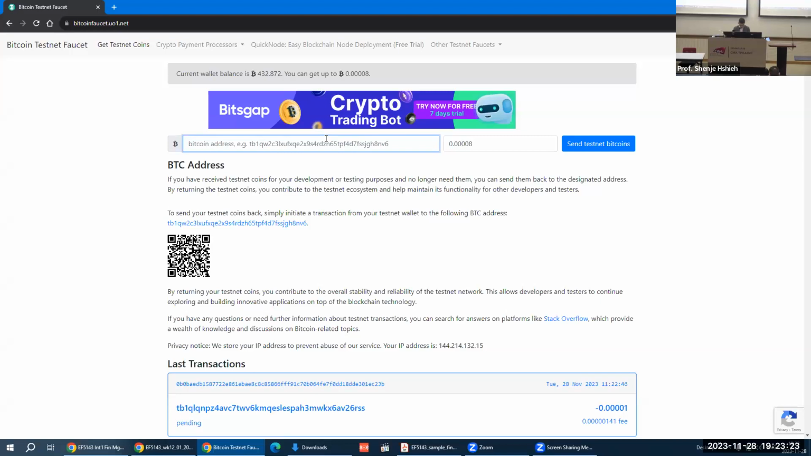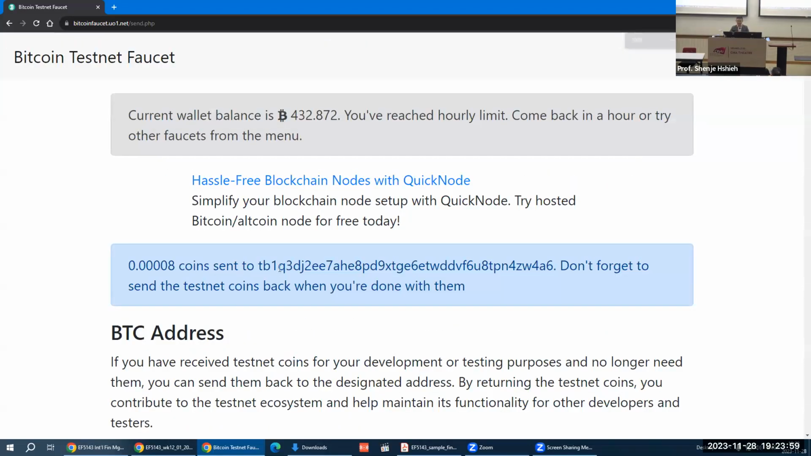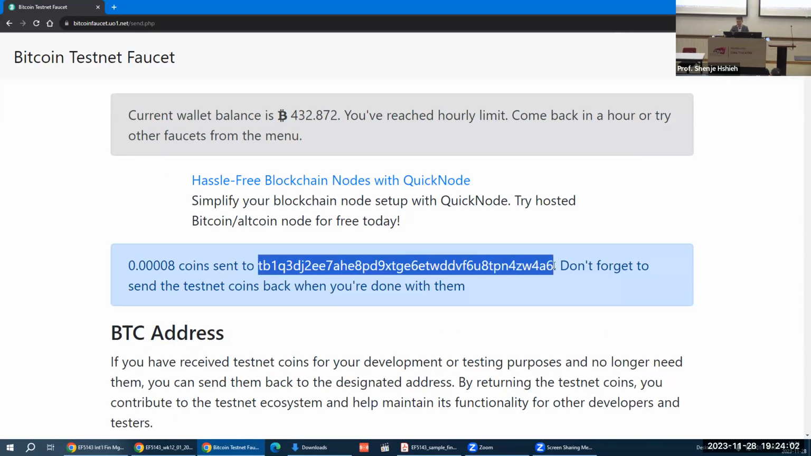Okay, let's see. My address is the following. You don't have to, I'm just showing you. There's nothing to write here, okay? TB1Q. Okay. Let's see if it works. Cool. So 0.00008 coins were sent to this address that I got from my wallet.